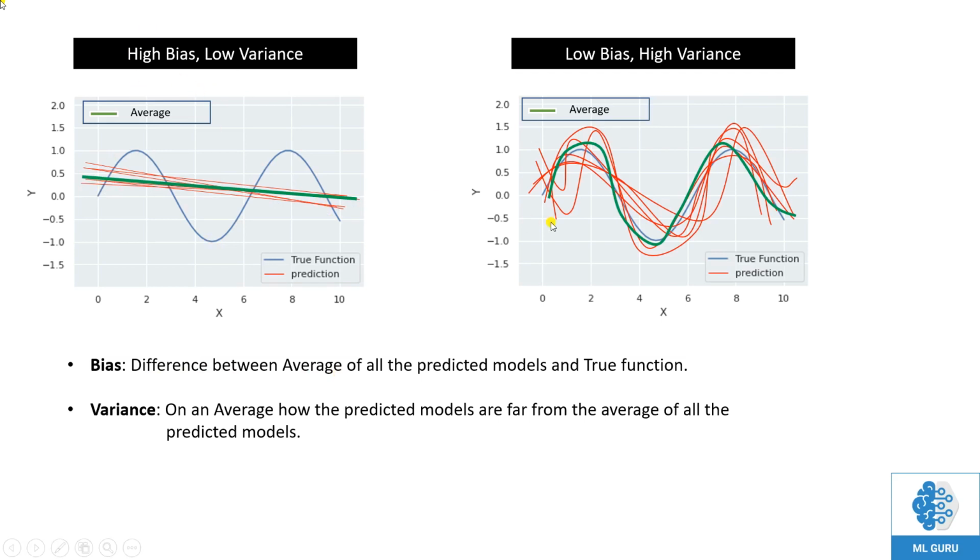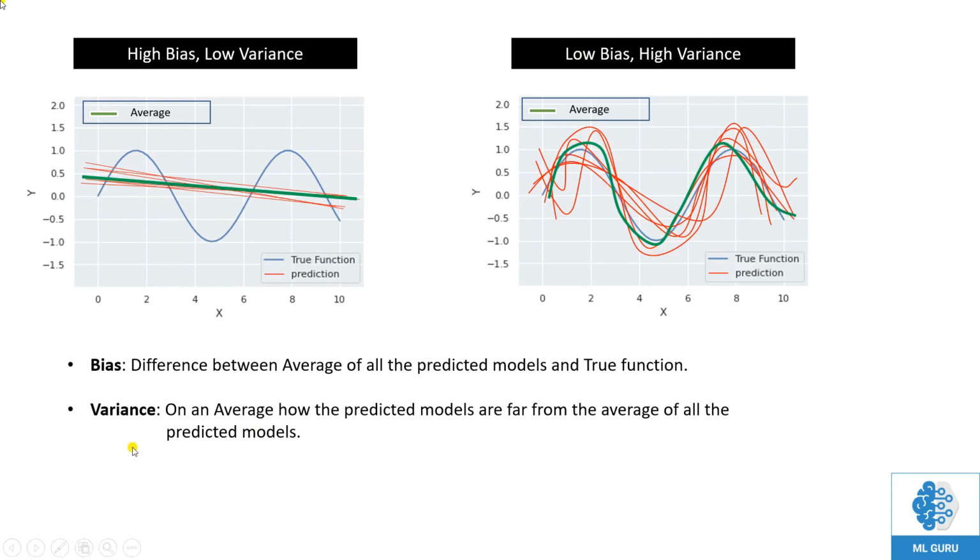On the other side, you can see that this average model or the green line is close to the true function, which is shown by this blue line. So in this case, the difference between the two is small. So we have low bias in this case.